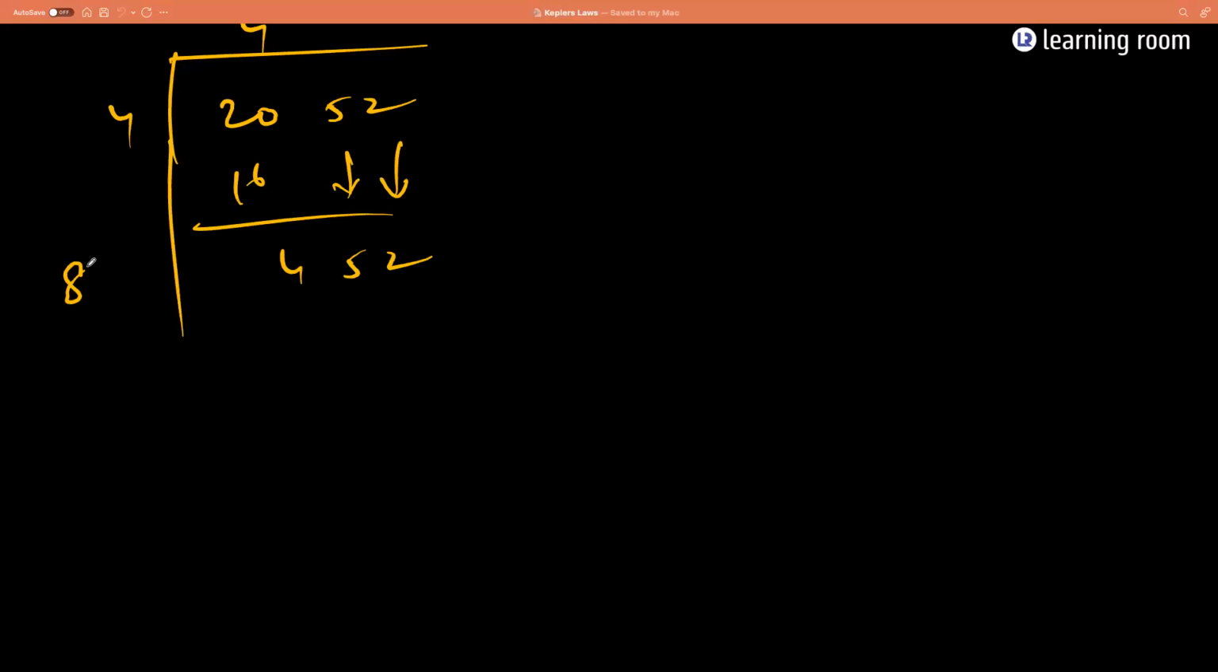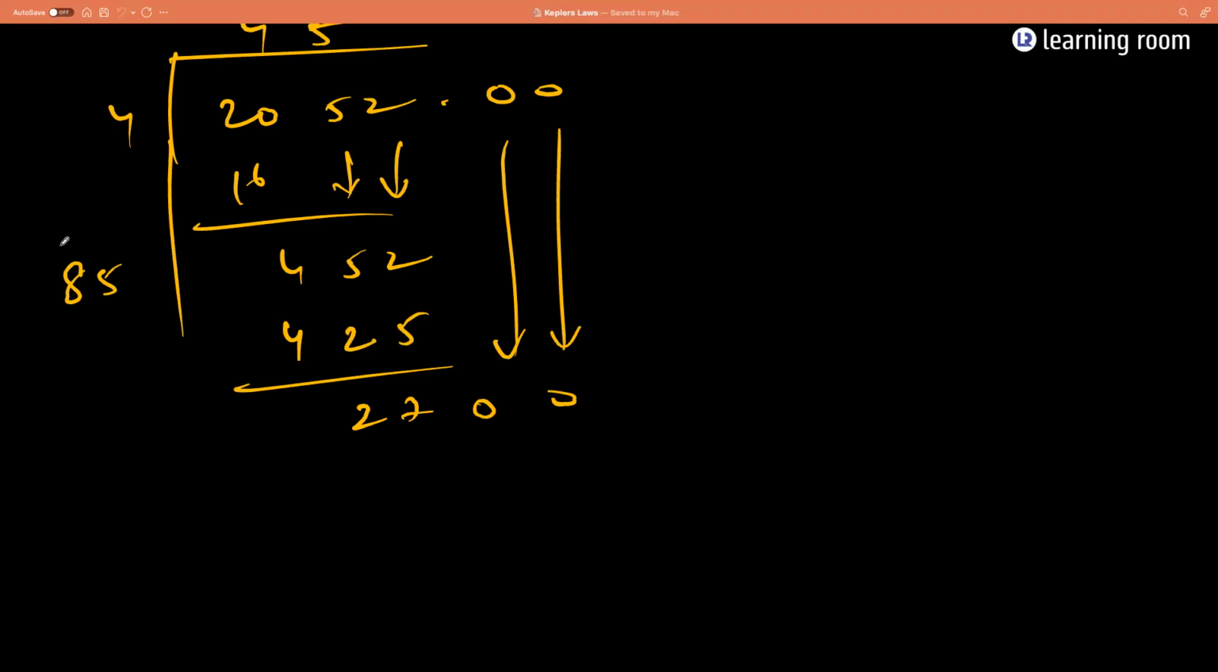In the 45, I'm assuming the number should be 4 or 5. So 85 into 5, 425. That is what you will get. 52 minus 25 is 27. So 2700. 85 plus 5, 90, the number inside there. 2700, 9 times 3 is 27.